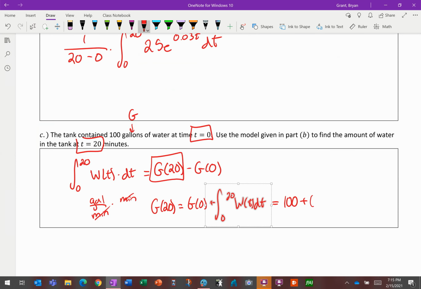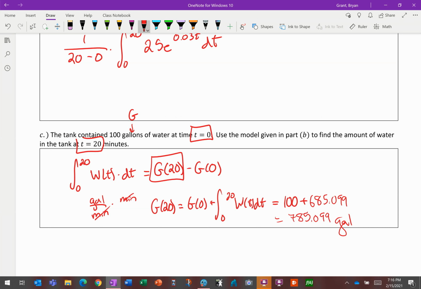So 100 plus 685.099. I get that right? I did. Cool. Then I can even actually do this math in my head because we are superstars like that. This is going to be 785.099, and don't forget units, gallons.